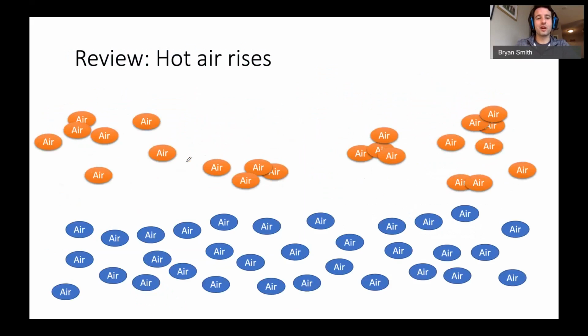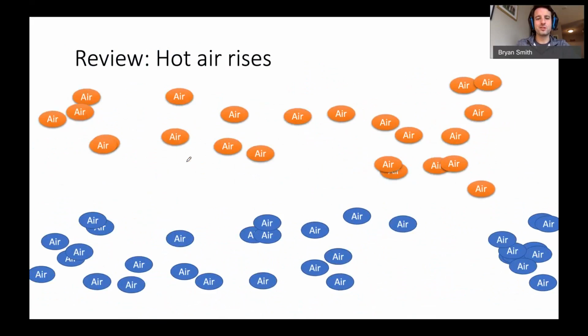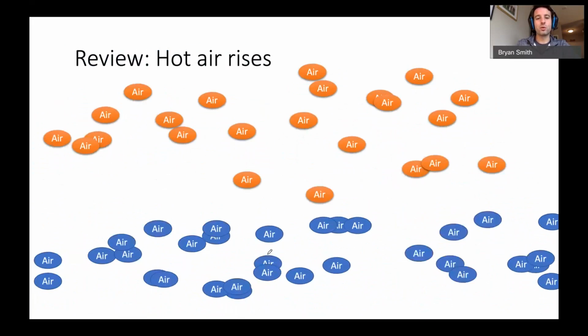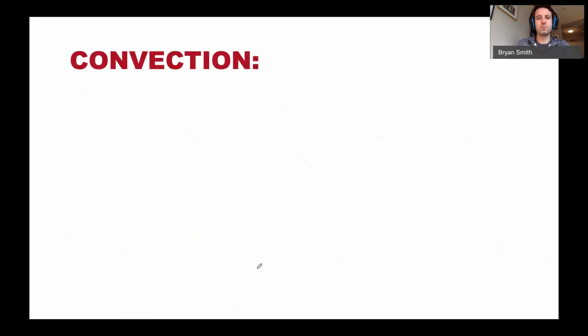Here's just a picture of hot air and cold air rising. Sorry if this is super weird and super disorienting. Just to kind of show you that hot air, again, moves faster and cold air moves slower. Hot air has bigger spaces in between and cold air has smaller spaces in between.